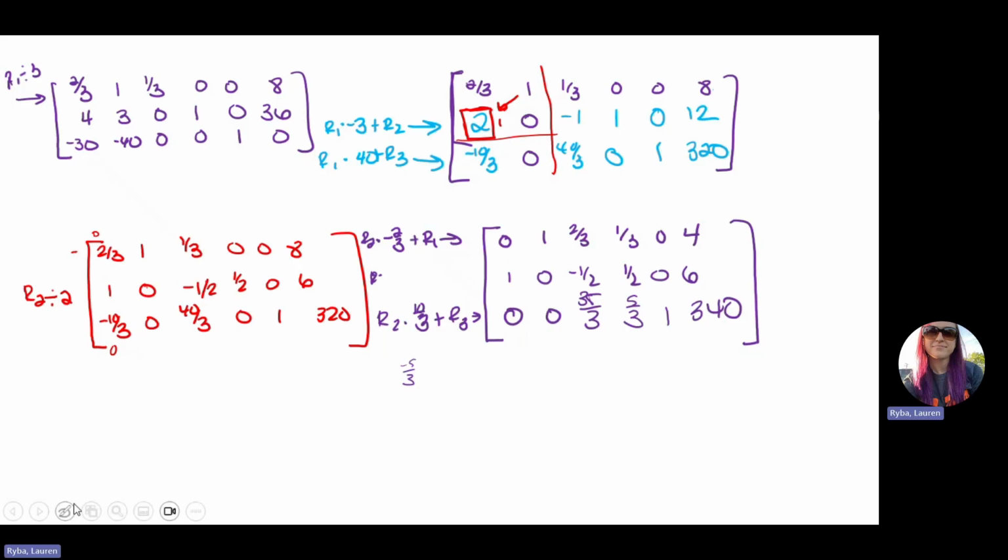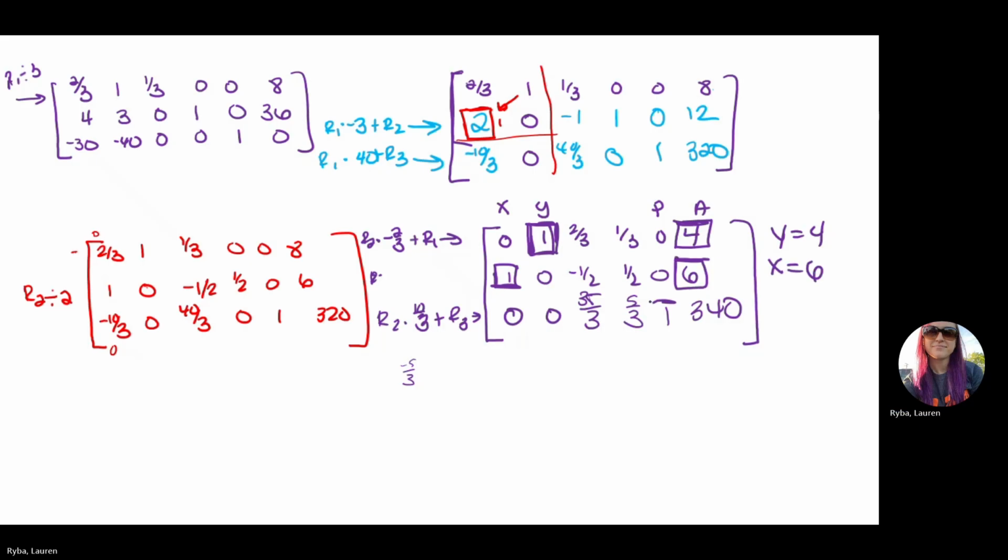Now, our final answer is as follows. X, Y, P, answers. So 1, answer, Y is 4. 1, answer, X is 6. 1, answer, P is 340.